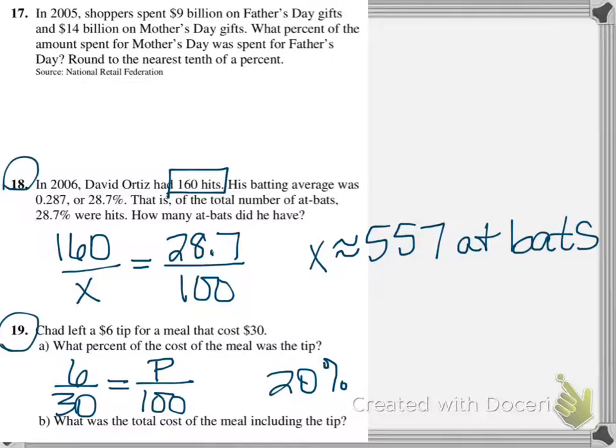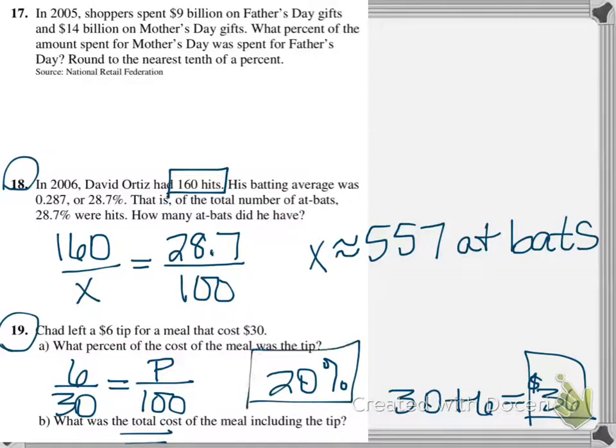And then for the total cost for the second part of this problem, the total cost would be the cost of the meal plus the tip. So that's really just 30 plus 6, which is 36. So there's your two answers to the problem. There's your total cost, and there's your percentage.